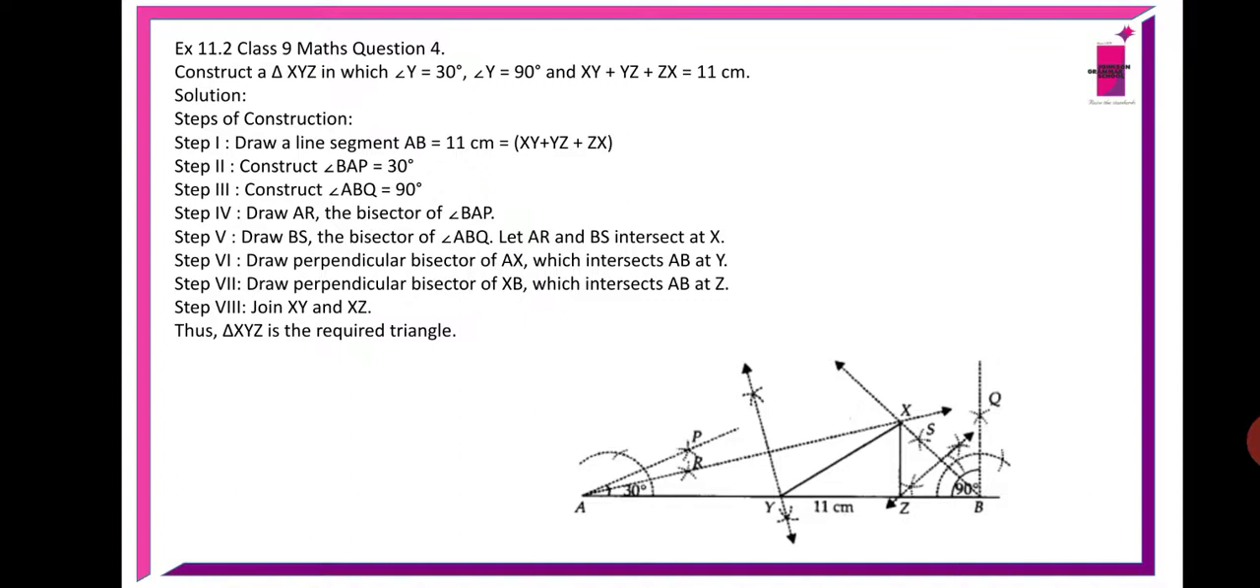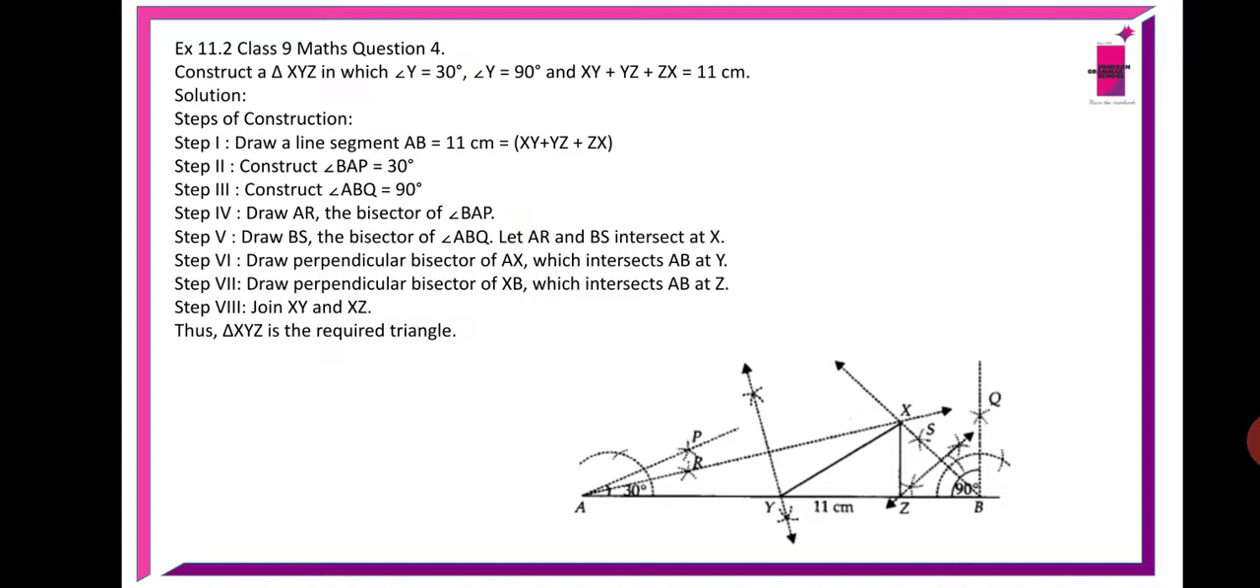Now construct angle BAP equal to 30 degrees. Similarly, construct angle ABQ equal to 90 degrees. Draw AR, the bisector of angle BAP, and draw BS, the bisector of angle ABQ. Let AR and BS intersect at X.